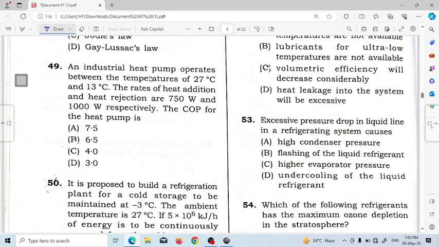Next, an industrial heat pump operates between temperature 27 degrees centigrade and 13 degrees centigrade. The rate of heat addition and heat rejection is 750 and 1000 watt respectively. The coefficient of performance of the heat pump is? So given data is 27 degrees centigrade and 13 degrees centigrade. Let's convert it into Kelvin. Heat addition is 750 and rejection is 1000. So I have to find the coefficient of performance of the heat pump.